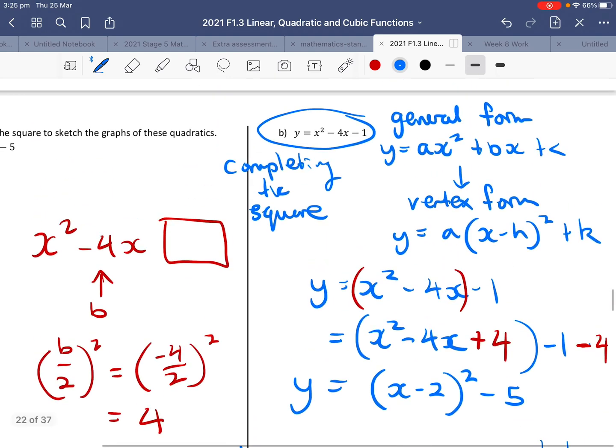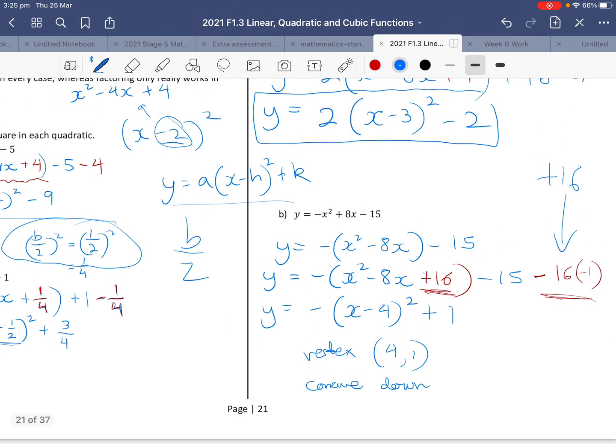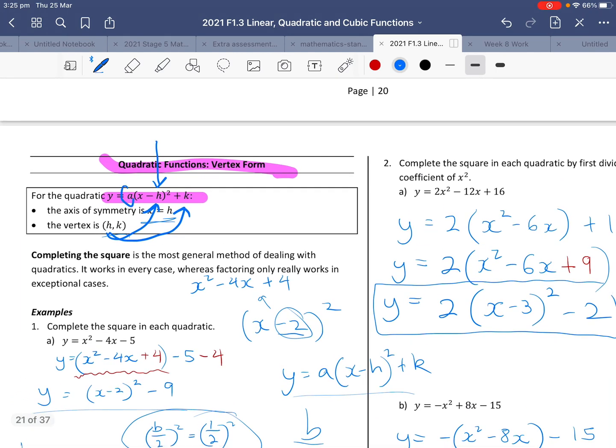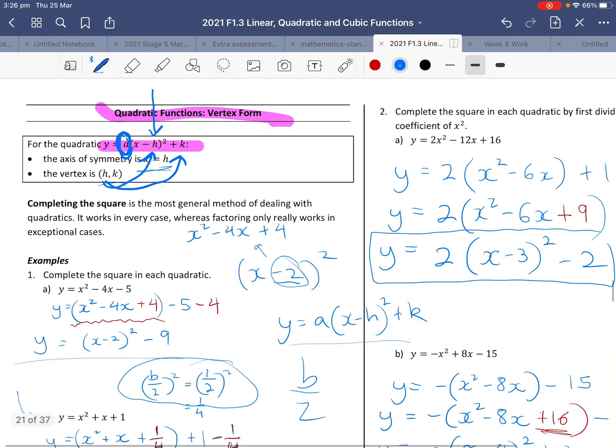The other thing to note just in our form here is that this a value at the front, the function of that a is like how steep the graph is. So if it wasn't just 1, then if it was 2, that would be even steeper. If it was a half, it would be wider. And if it's negative, then it would be concave down. So just like our a in the general form, it does the same thing.